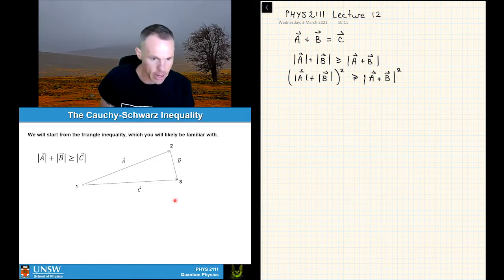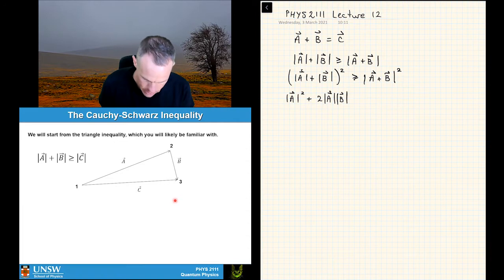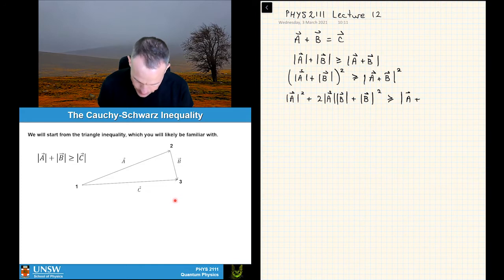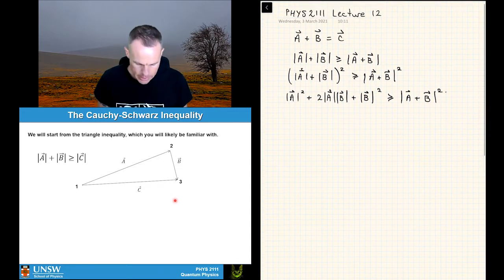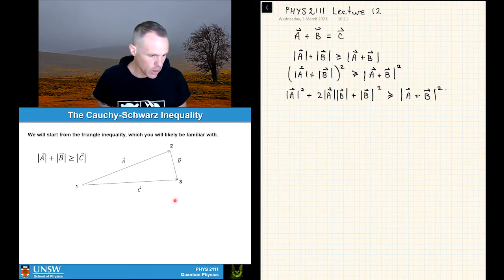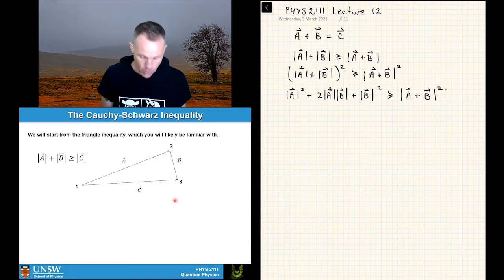We can then expand out this square here. Okay, so if we take this term on the left-hand side, we're going to get the length of A squared plus 2 times the length of A times the length of B plus the length of B squared. And that's going to be greater than or equal to, let's keep this term on the right-hand side here, like so. Okay, there's one intermediate step that comes in here, and that is that we can actually come sort of upper level in terms of the term on the right-hand side.